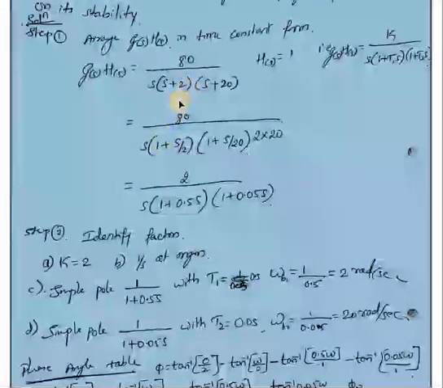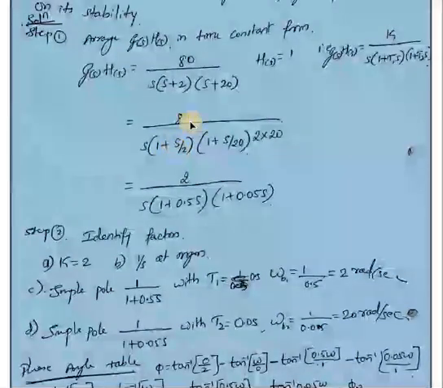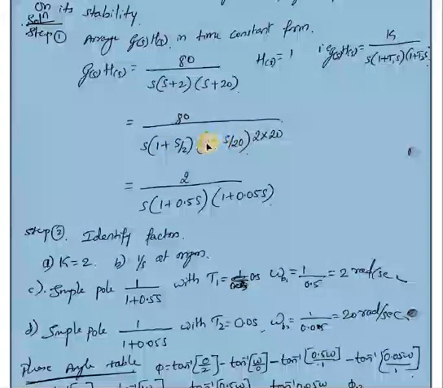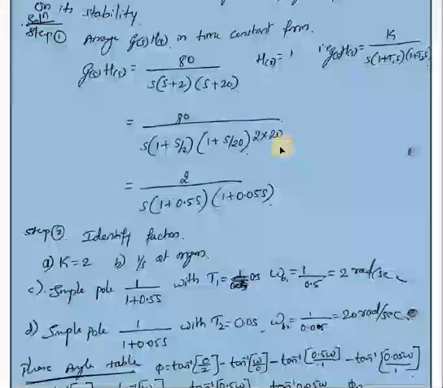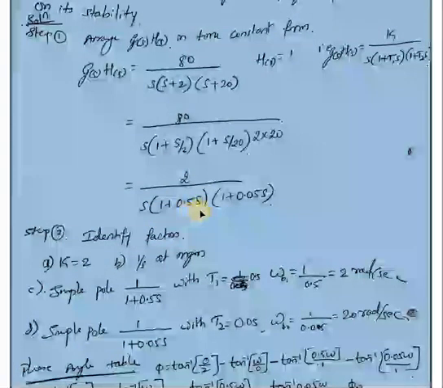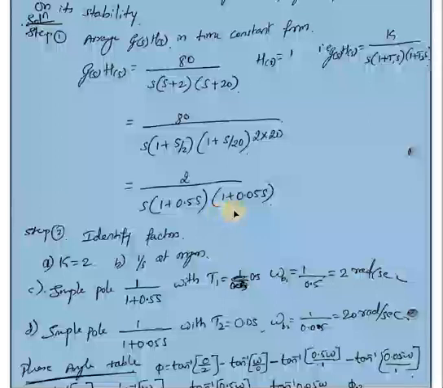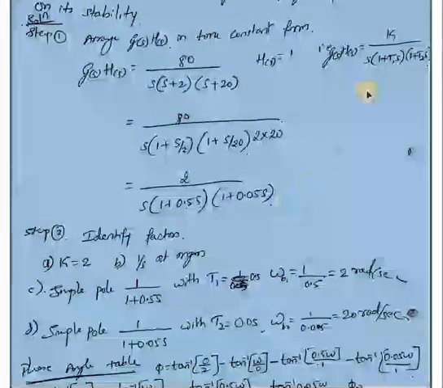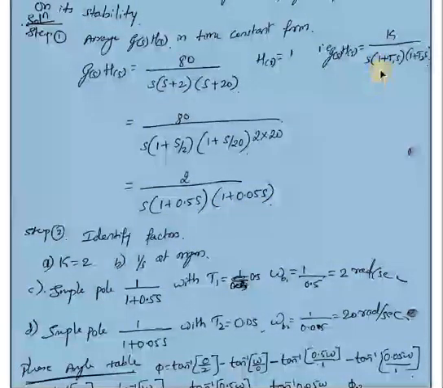So I will take 2 as common. So it will be 1 plus S by 2. From this I will take 20 as common. So it will be 1 plus S by 20, which will be 2 into 20. So if you simplify this, you will get the equation as 2 divided by S into 1 plus 0.5 S into 1 plus 0.05 S, which is in the standard form, the time constant form.